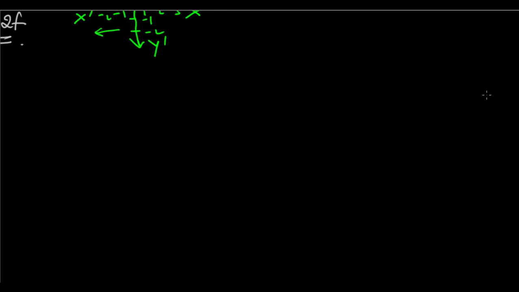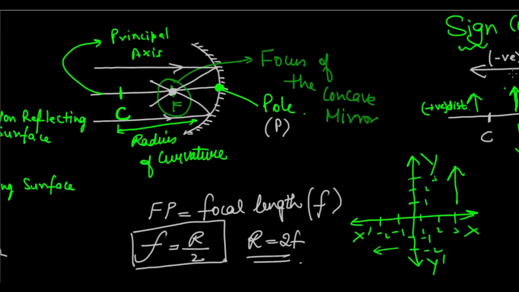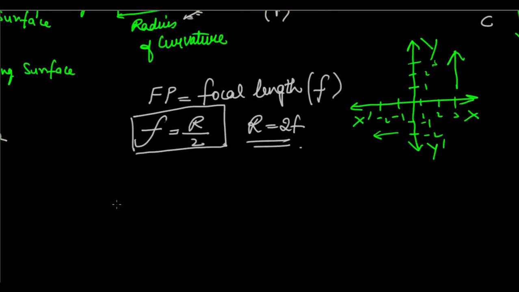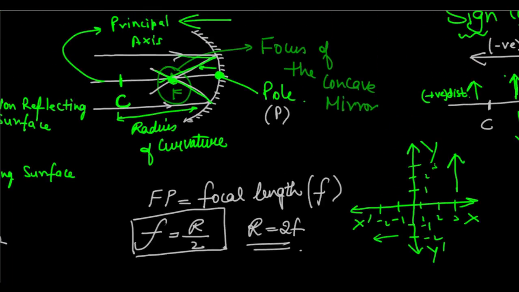Now, keeping the sign convention in mind, let us get back to our concave mirror. I told you here that the focus is where these light rays are meeting. You can see that they are hitting here, and then they are meeting at this focal point, and this focal point is to the left of the mirror. Since it's towards the left of the mirror, the focal length, which is FP, is taken as negative for a concave mirror, because in a concave mirror, light rays are meeting towards the left of the mirror.